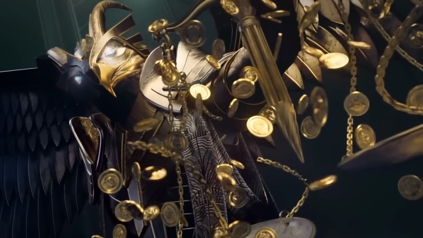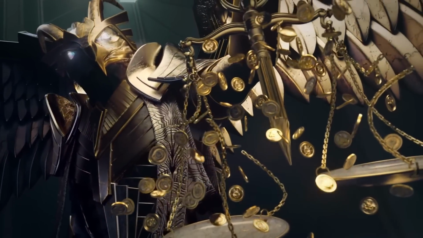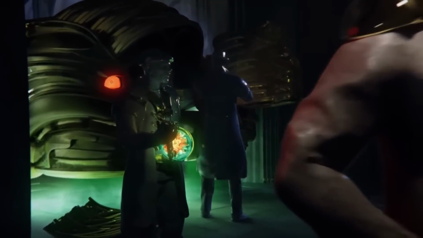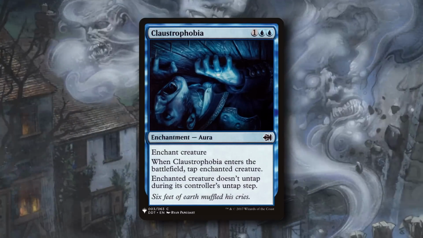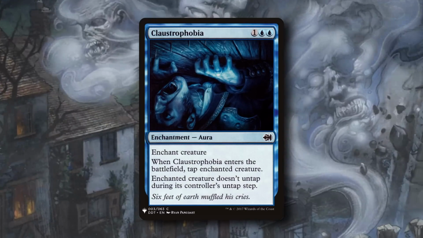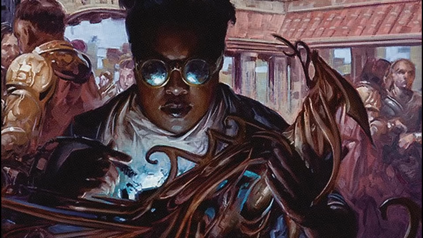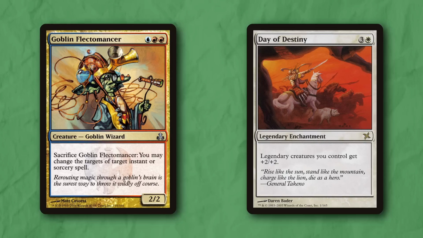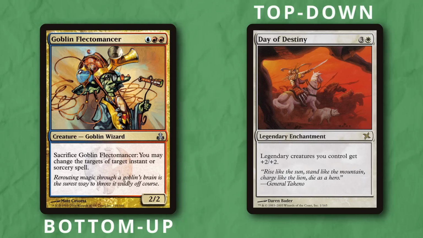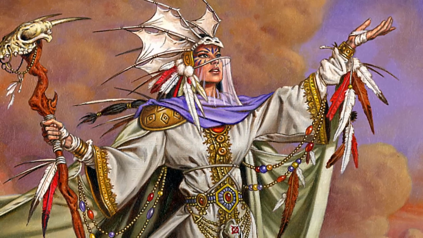What Mark does by pointing out this connection is help us conceptualize these design principles at a granular level, by using a card itself to help explain how this sort of design mindset plays out. What I'm trying to show you with these examples is that the difference between top-down and bottom-up design is a matter of approach or methodology. And really, that's the best way to think of it.